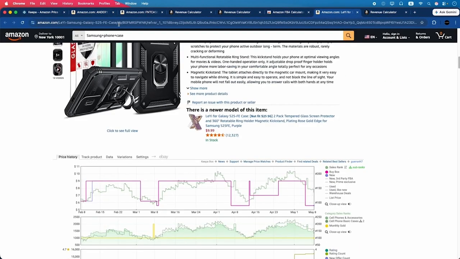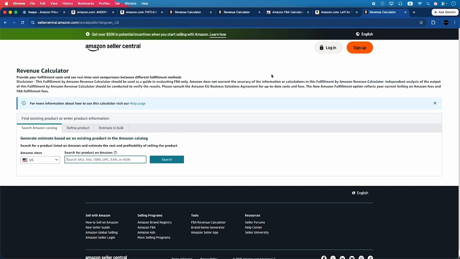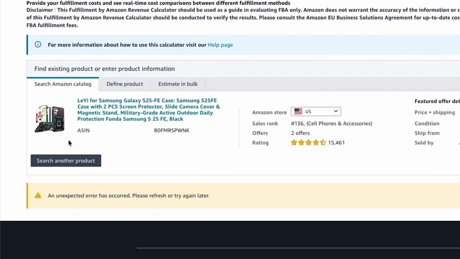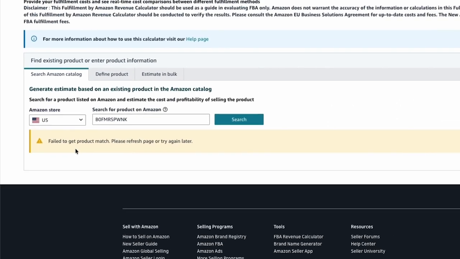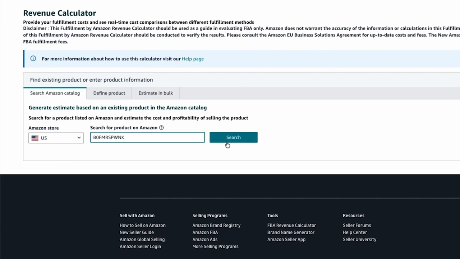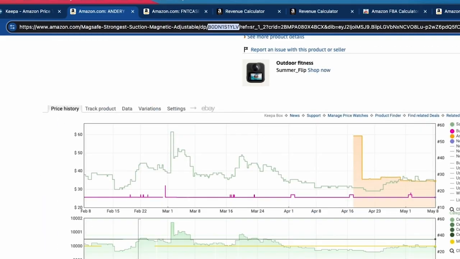You can do this on any listing. You can also go down and find it in the actual product listing as well. Copy it, come back to the calculator and paste it in and click search. Now you'll see the product appear. Sometimes you might get an error message. If that happens, just refresh the page, paste the ASIN again, and search one more time. Now we've got the product loaded here. So let's go back to our example.